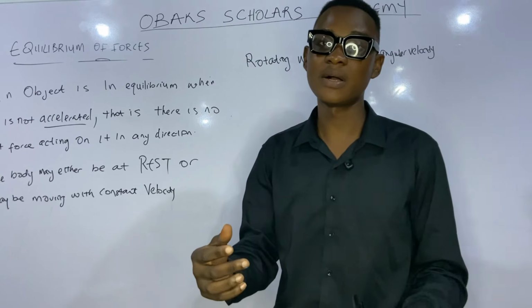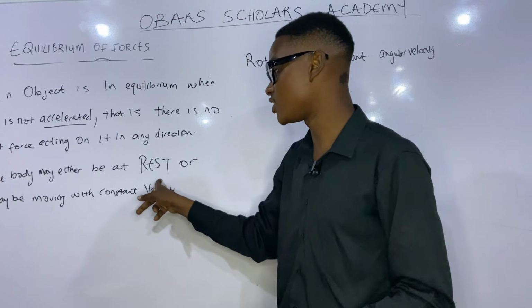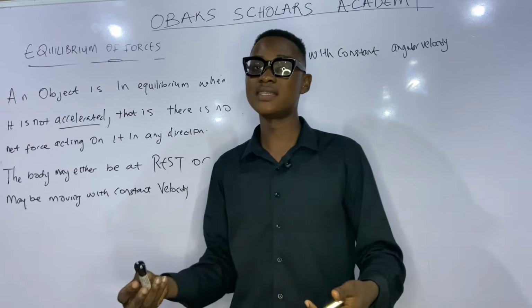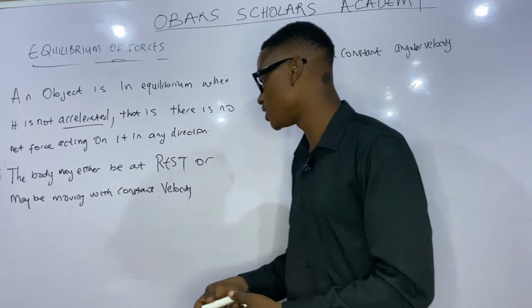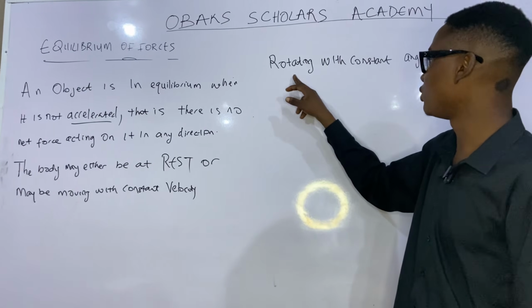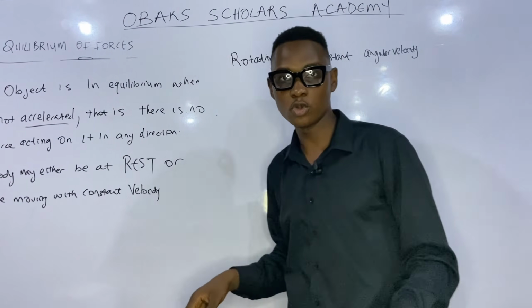We are talking about static equilibrium. That means the body is at rest. The body is not moving. But when we're talking about dynamic equilibrium, or some people call it kinetic equilibrium, that means the body is moving with either constant velocity or rotating with constant angular velocity. So do we get that?